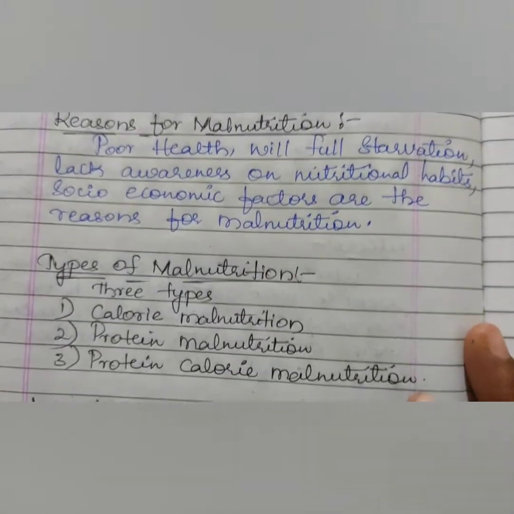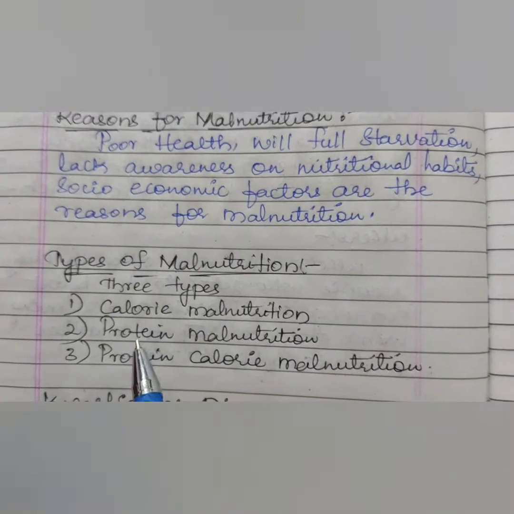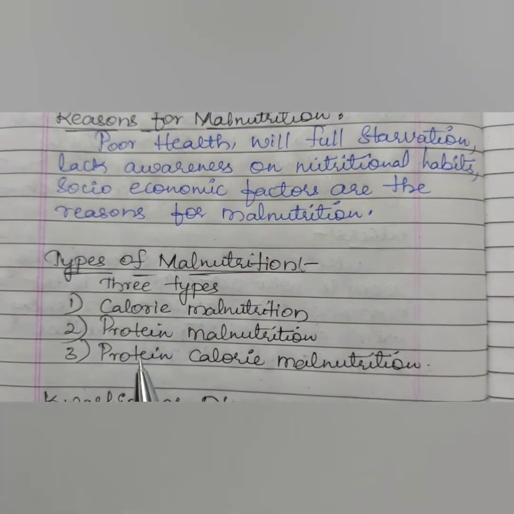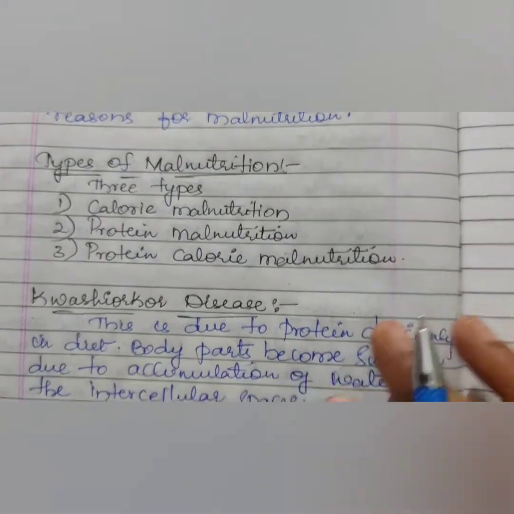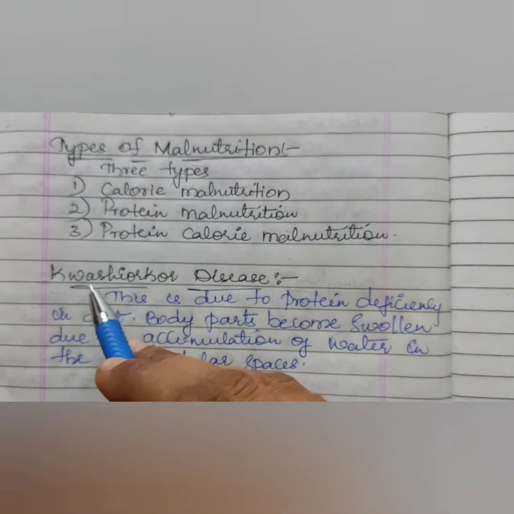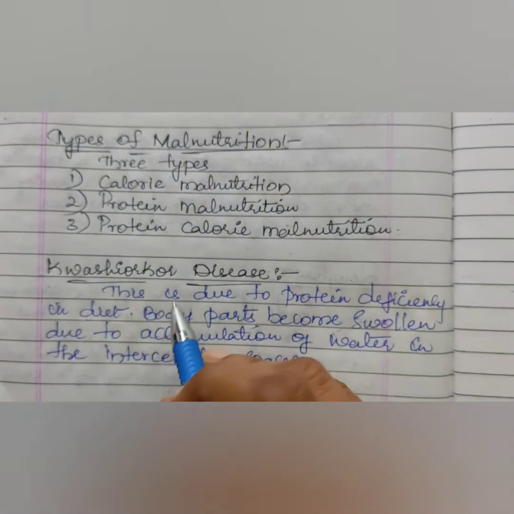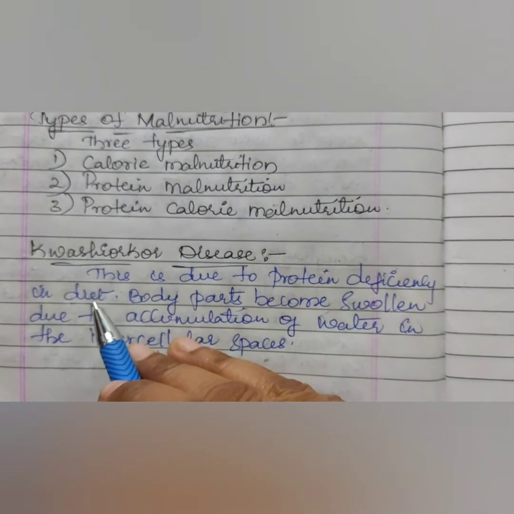So, malnutrition is of three types. They are calorie malnutrition, protein malnutrition, and protein calorie malnutrition. Now, we'll explain the diseases caused by this malnutrition. First one is the kwashiorkor disease. This is due to protein deficiency in the diet.